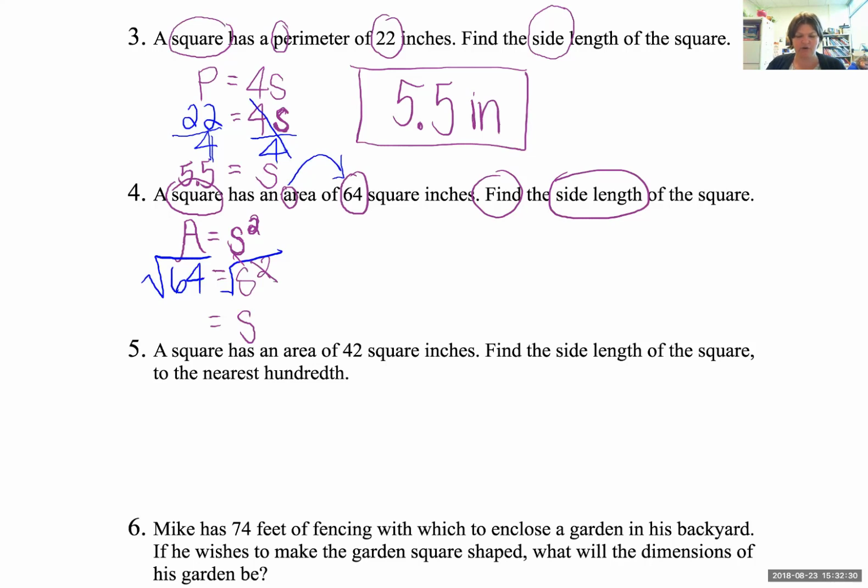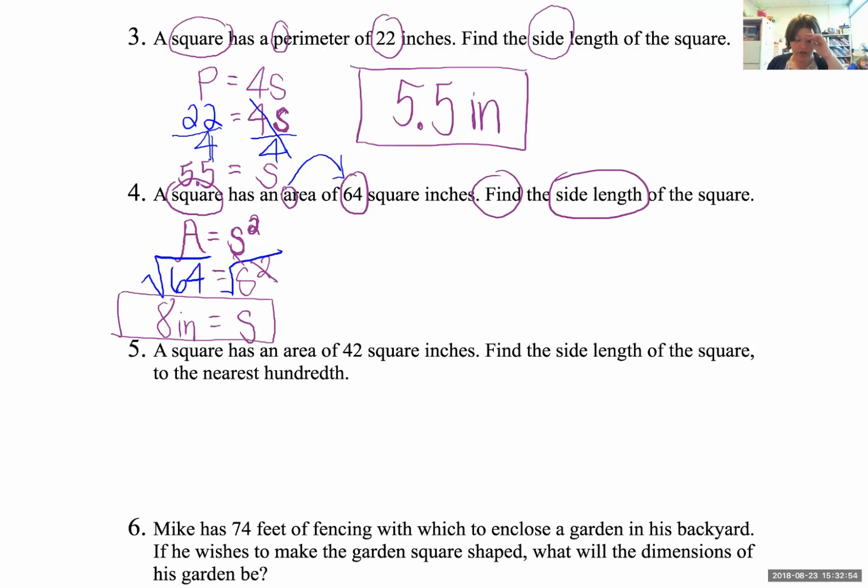And I'll put 64 in there and I'll press enter and I get 8. So my S is 8. 8 what? 8 inches. Are we cool with that? Yeah. Okay, sweet. So pretty straightforward. I just want to look at one little complexity on the next one. It's almost the same, but it does have a calculator trick that you need to be aware of.